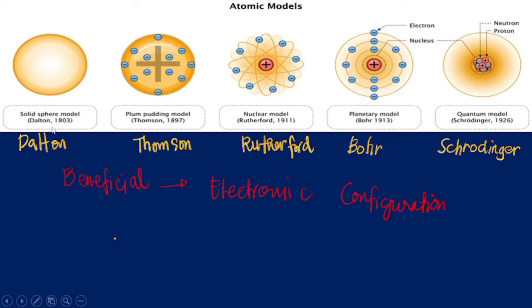The pictures above are the atomic models proposed by different scientists. The first model was proposed by John Dalton in 1803. He called his atomic model the solid sphere model. And in 1897, J.J. Thomson proposed the plum pudding model, in which the atom is composed of positive and negative particles, and the negative particles, called electrons, are embedded all throughout the atom.